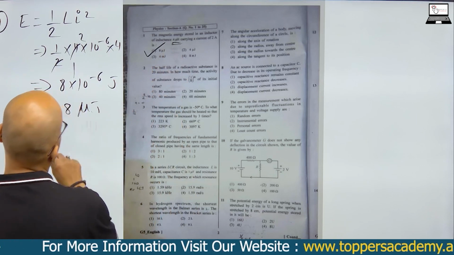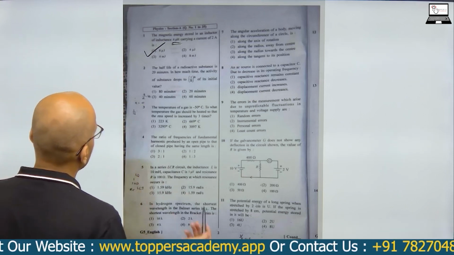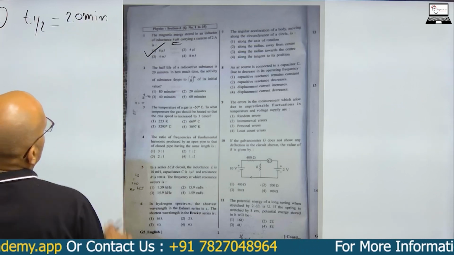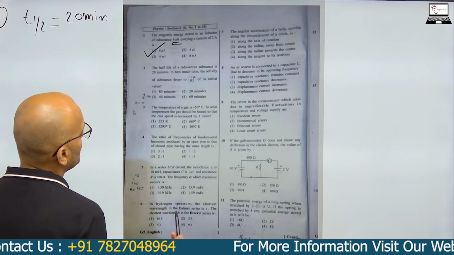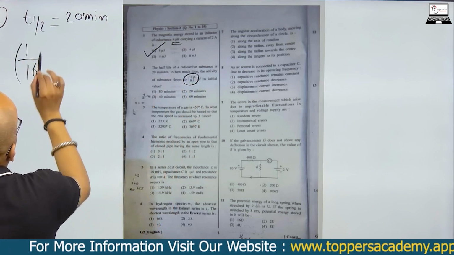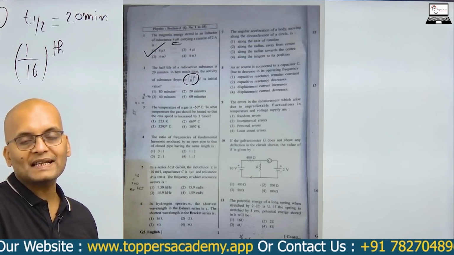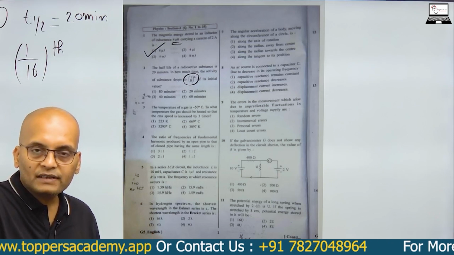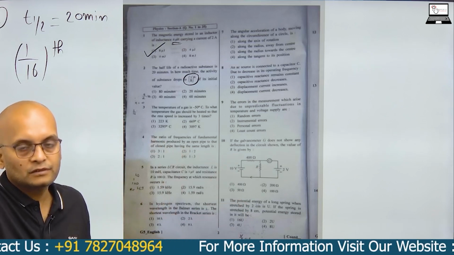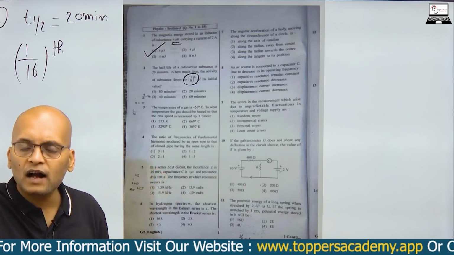My second question is saying that the half-life of a radioactive substance is 20 minutes. So half-life is given to us, 20 minutes. In how much time will the activity of the substance drop to 1/16th? So activity is dropping to 1/16th of its value. Half-life means that the substance has reduced to half of its value, right? So if its activity is dropping to 1/16, that is 4 half-lives.